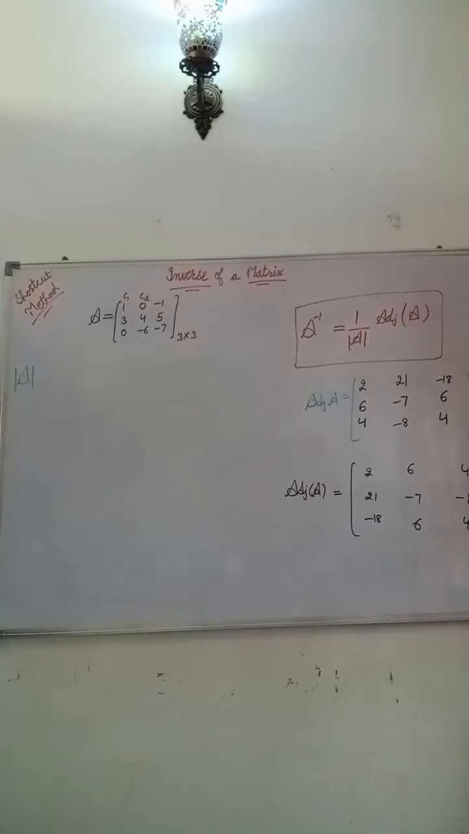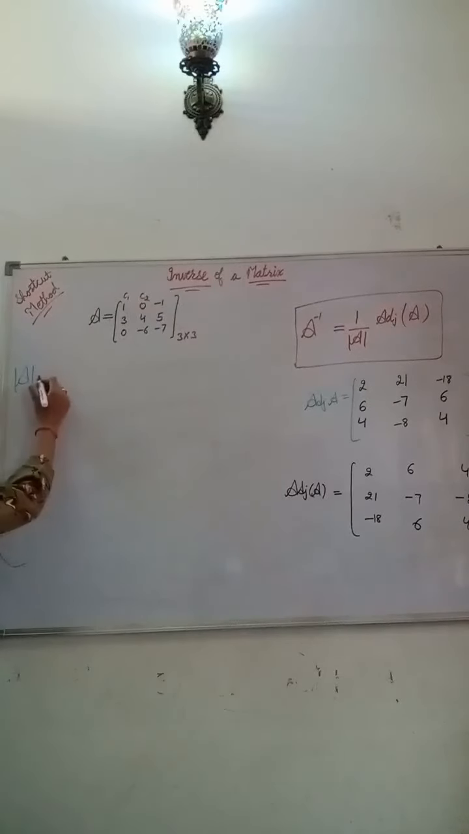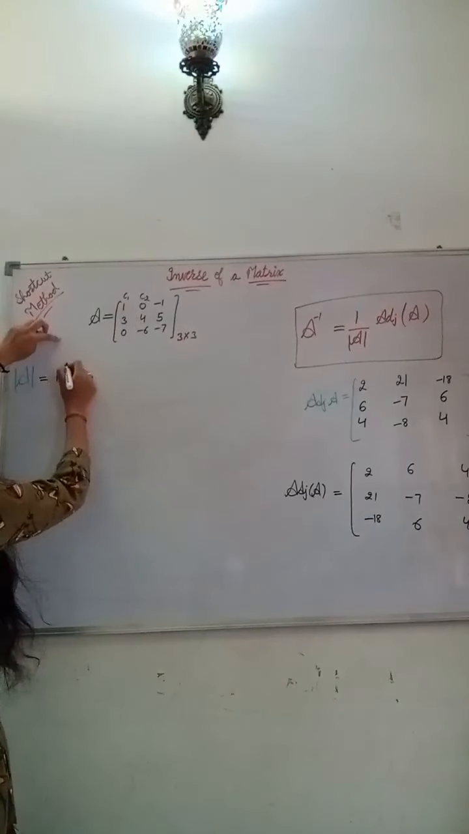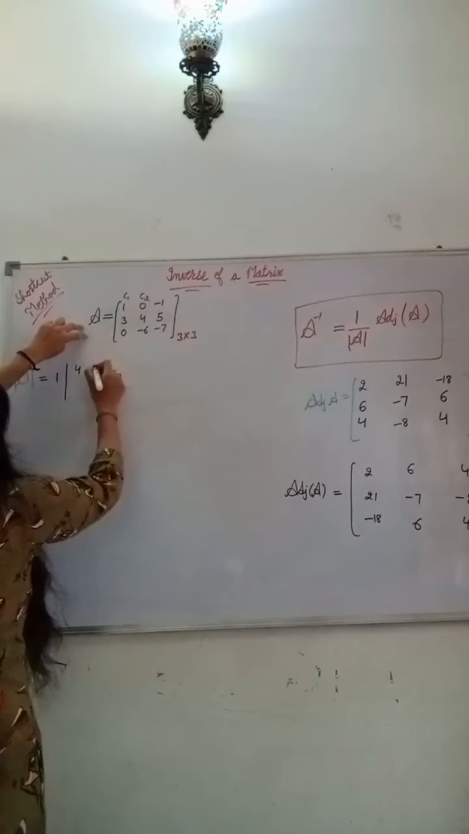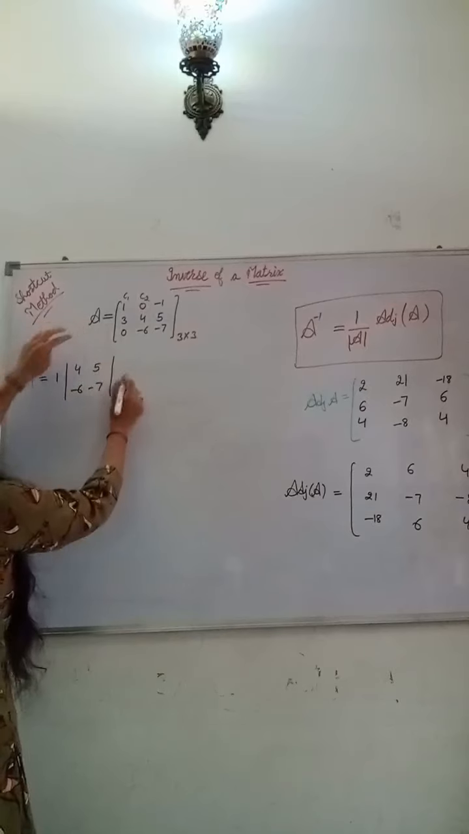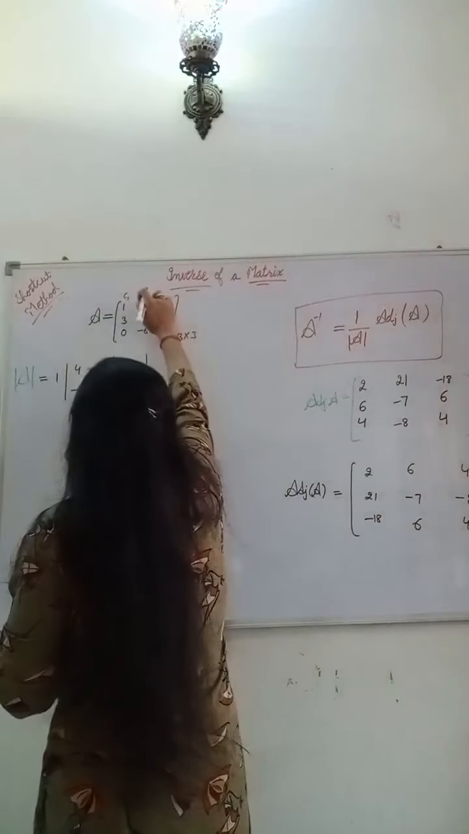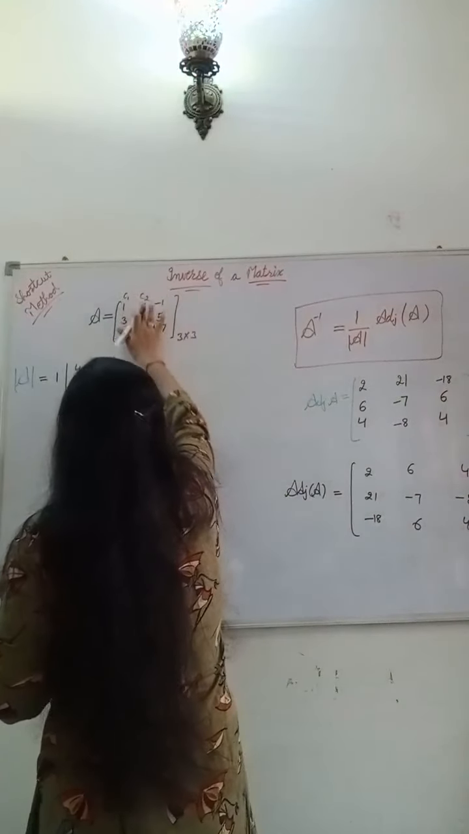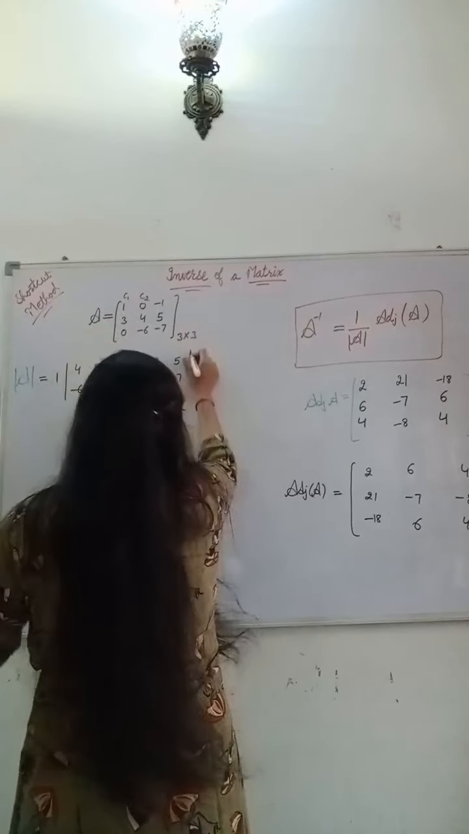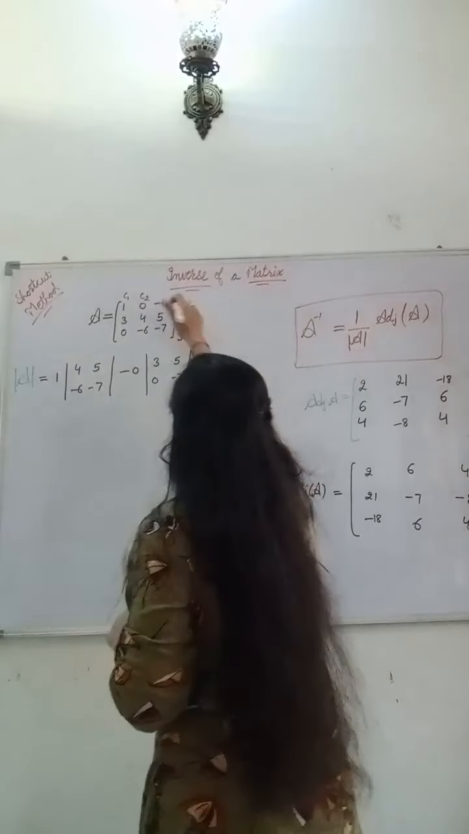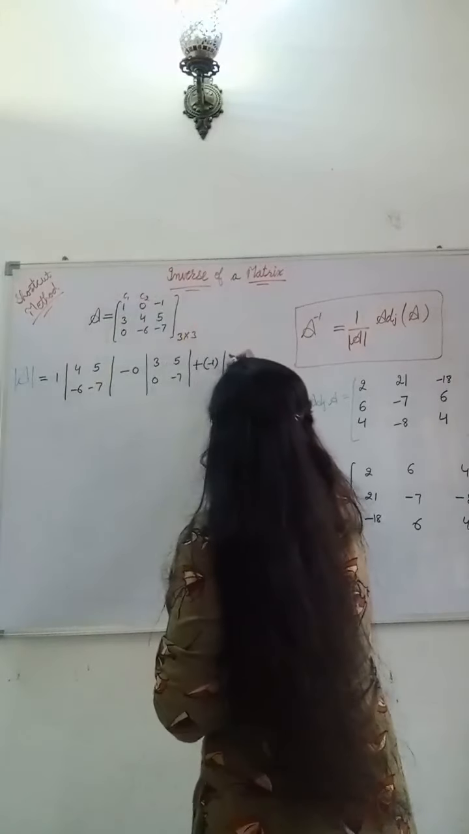Expand this matrix with respect to the first row. See how? 1 into, just skip first row, first column. It will give me determinant 4, 5, minus 6, minus 7. Now put here a subtraction sign and 0. Now corresponding to this element, I have to skip this row and this column. So I have determinant 3, 5, 0, minus 7. Now put here an addition sign and minus 1. Now I have to skip first row and last column. Then it gives me determinant 3, 4, 0, minus 6.